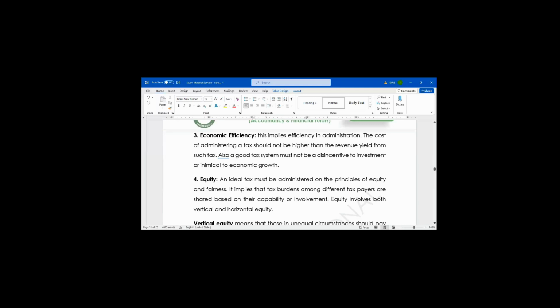Can you imagine? In 2021, FIRS, I'm just using as an example, maybe 10 billion. In 2021, FIRS spent maybe 10 billion. They now realize it. So that is principle of economy.